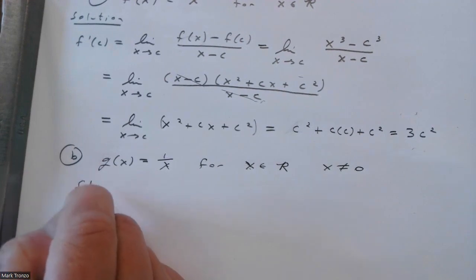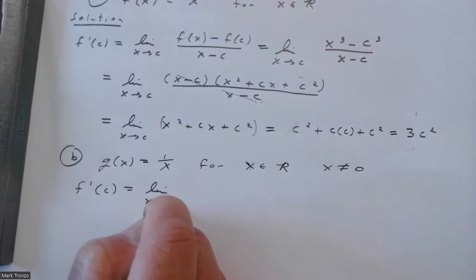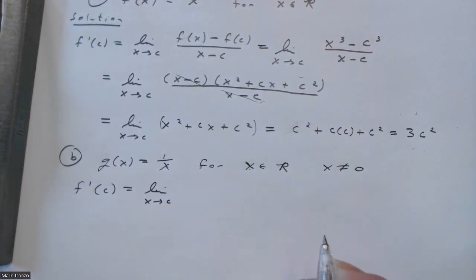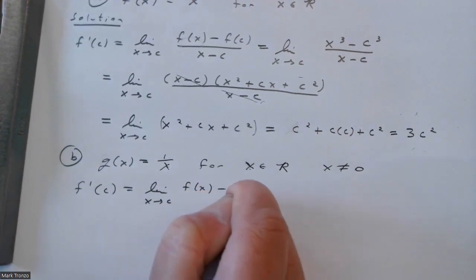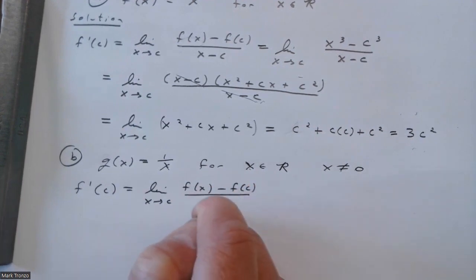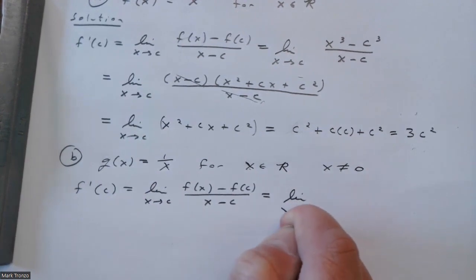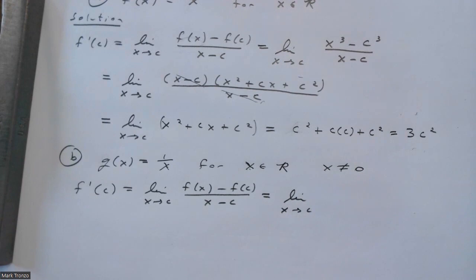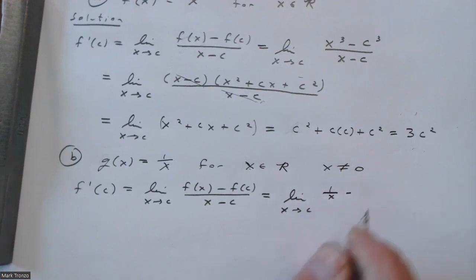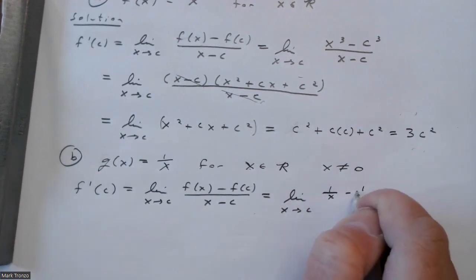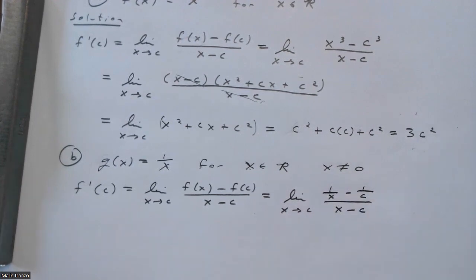So just use the rule. And again, you don't have to write this down every time, but sometimes I find it a good reminder of what we're doing. We're going to put it into here. The limit as x approaches c, and then 1 over x, and then just plug in your function: 1 over c, over x minus c, like this.